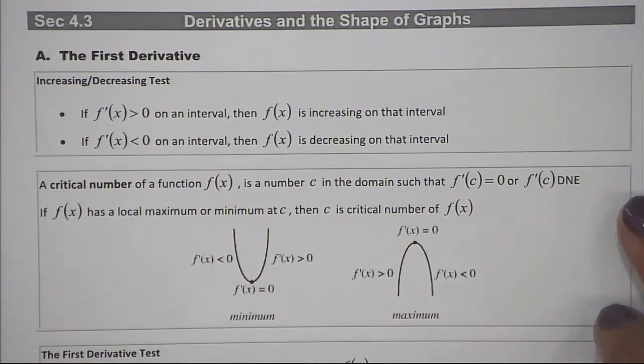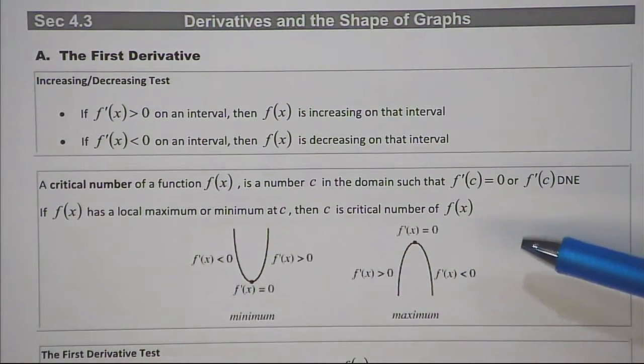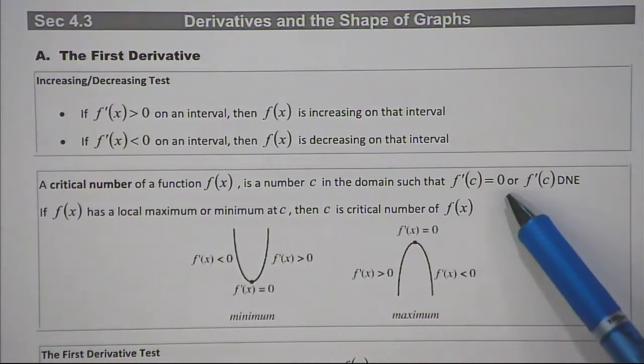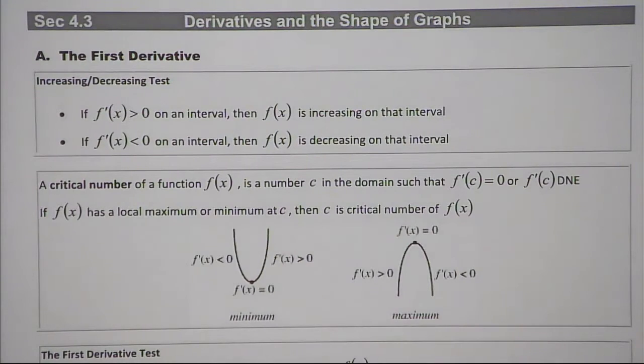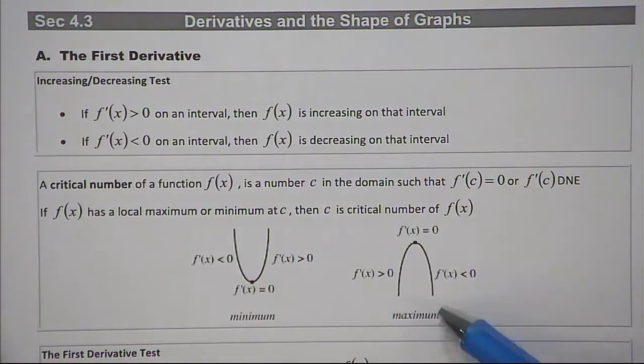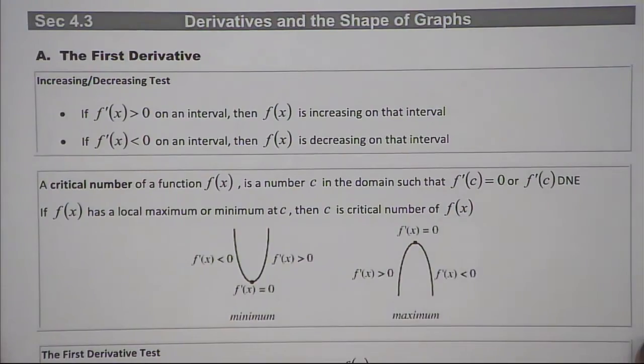All right, we've already talked about critical numbers. This is just a review of what we did last class. A critical number is where the derivative equals 0 or where the derivative doesn't exist. Right, we already did that. And then we talked about if we have a local max or min, then that's definitely a critical number because the derivative is 0 there. So any max or min is a critical number on your graph.